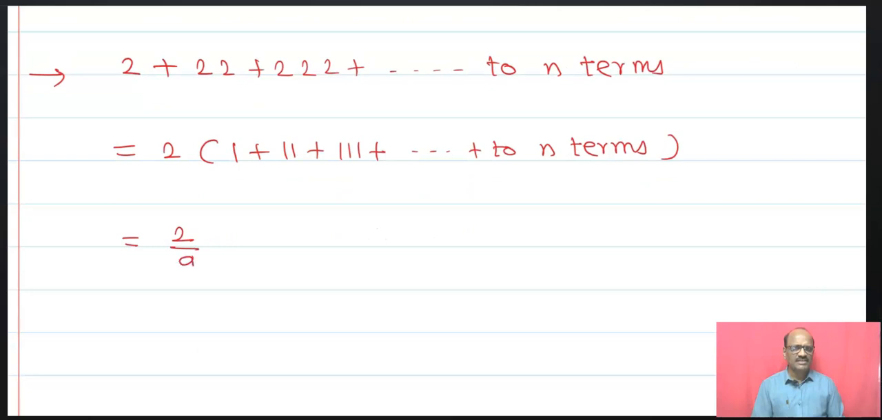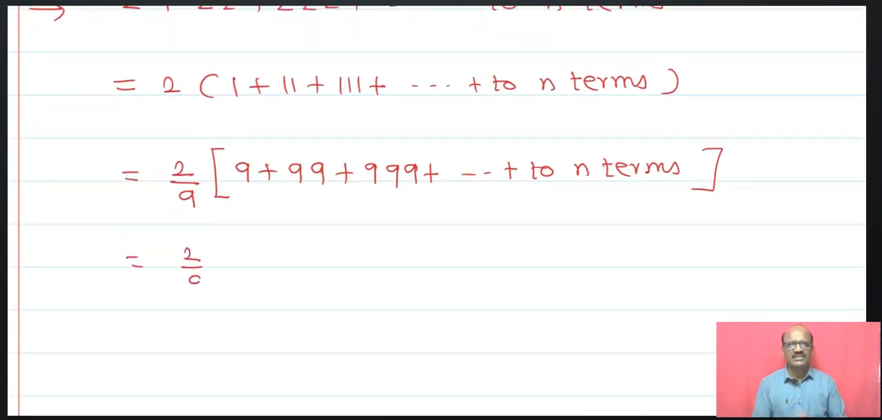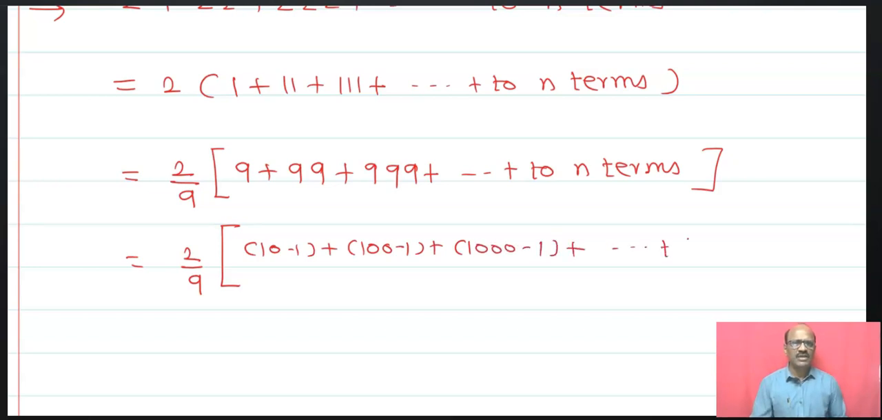Now, again, if you see this, the terms can be written as 2 upon 9. In this case, we multiply this bracket, numerator and denominator, by 9. If you multiply, 9 upon 9 divided by 9 stays as it is, and this 9 comes in the bracket and is multiplied to all the terms, that is 1 into 9 is 9, 9 into 11 is 99, and in this way you will get the terms like this. Now, again, this 9 can be written as 10 minus 1, 99 as 100 minus 1, 999 as 1000 minus 1, up to the n terms.